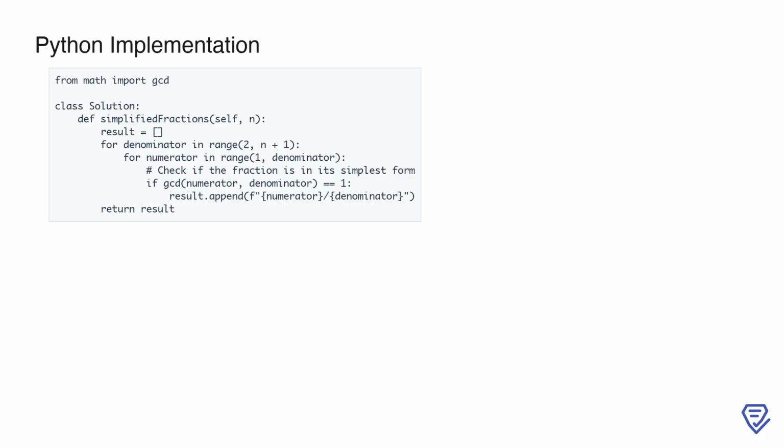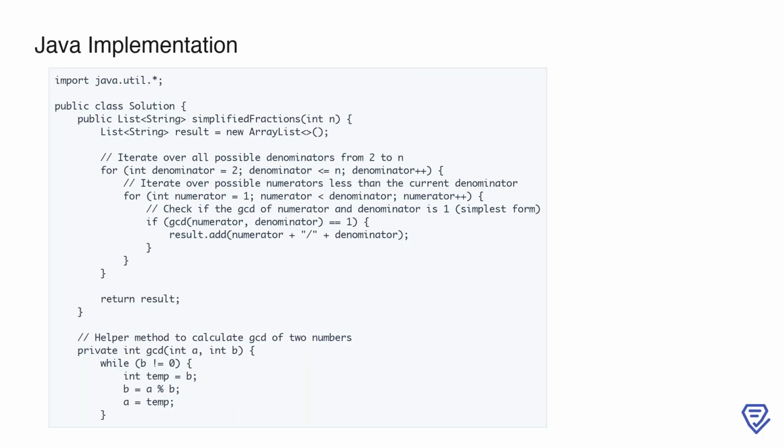This implementation is optimal for the constraints of the problem and adheres to the requirements of generating fractions in their simplest form. Here, we start with the implementation of the simplified fractions method. The goal of this method is to generate all simplified fractions less than 1 for a given integer n. To do this, we first create a list called result to store the fractions. Next, we use a nested loop structure.